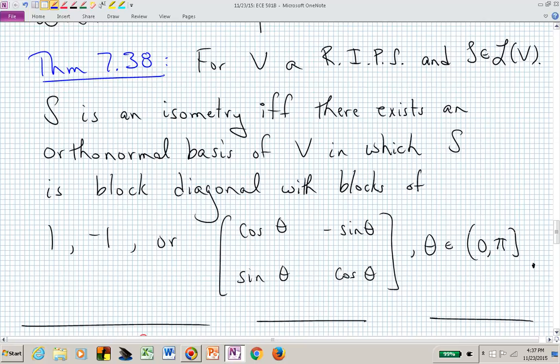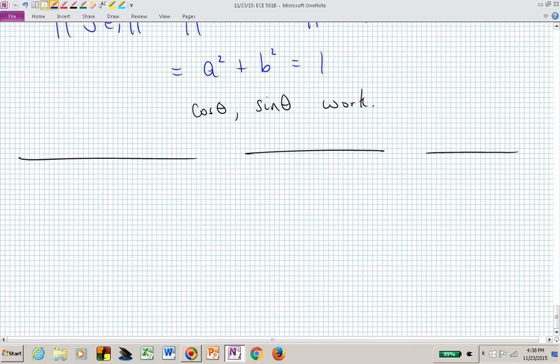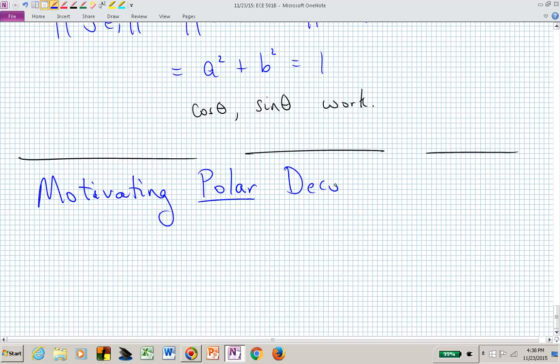Okay, so now we have isometries, which are rotations, and we have positive operators, which allow us to scale. What we want to do is piece those together to essentially factor any linear operator. What I'm trying to do now is motivate. So let's say that this little piece is motivating what we will eventually call polar decomposition of a linear operator T on a vector space V.